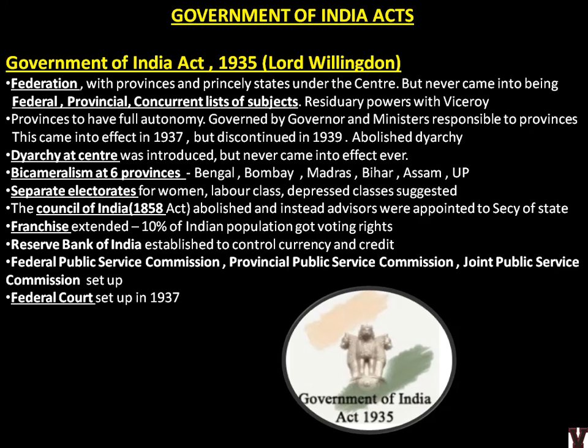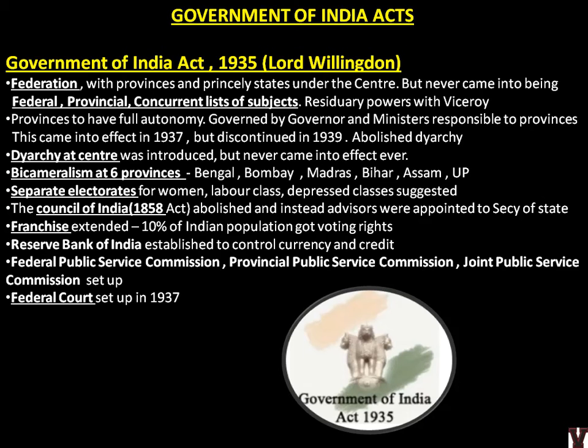What they wanted was to divide the subjects into federal, provincial and concurrent lists, with residue powers with the Viceroy. If you see the present Indian government, how is it? It is a union list, state list and concurrent list. This is the same thing, federal, provincial, concurrent. And residue powers today are with the center, the same way that time it was with the Viceroy, so that is still retained.